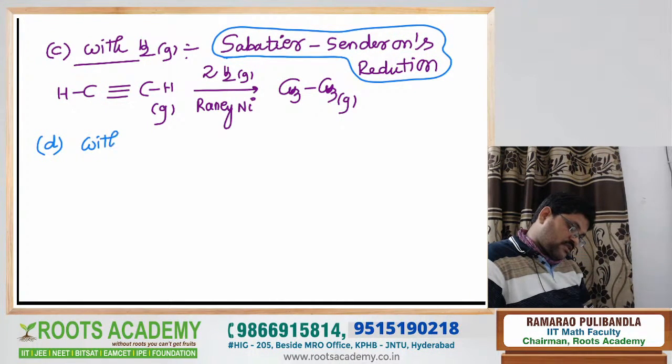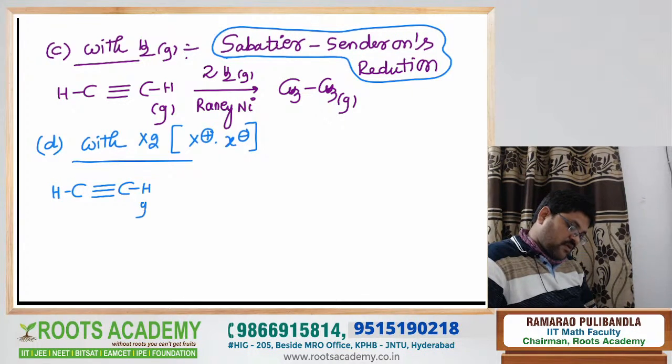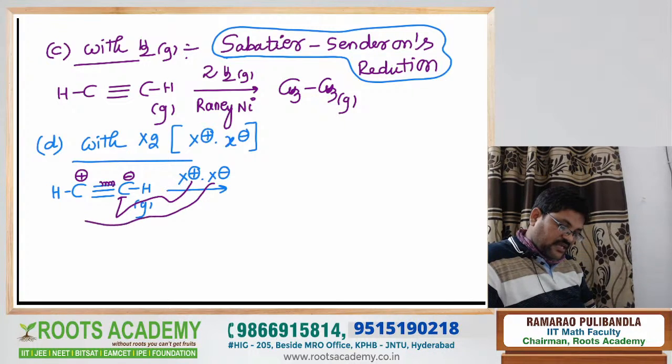With the halogens. What is halogen? X2. X2 on heating, what do you get? X plus and X minus. Now acetylene gas combines with X2 gas. X plus is an electrophile. X minus is called what? Nucleophile. Now the pi bond shifts to one of the bonding atom sides. When the pi bond shifts like this, you get a negative charge and a positive charge. Now X plus attacks the C minus, X minus attacks the C plus.